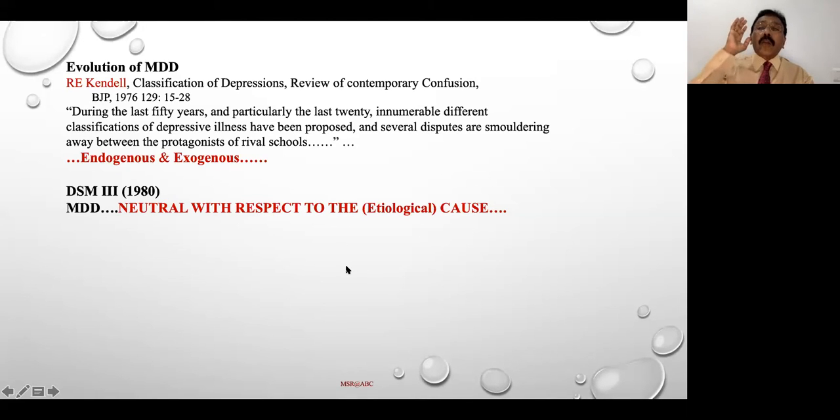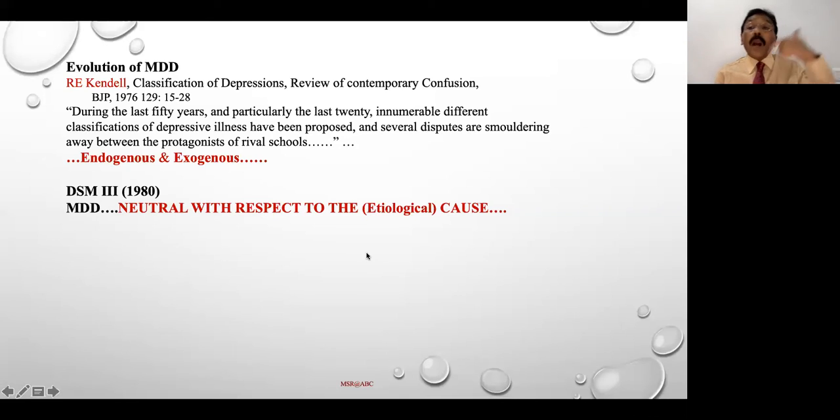This has a lot of clinical importance because youngsters may not know. I did talk about it some time back, and some of us who are now seniors know that as students, we were not allowed to give antidepressants if you made a diagnosis of exogenous depression, reactive depression, neurotic depression, which are all the same. You could give antidepressants only for the endogenous type. So this whole group was not getting the benefit of antidepressants at all, very strictly. So this has done away with it, neutral with respect to the etiological cause.